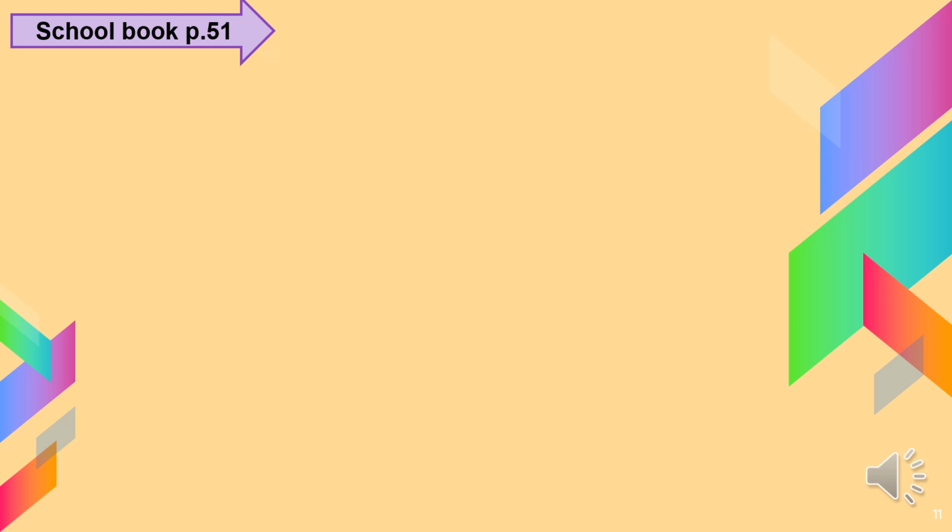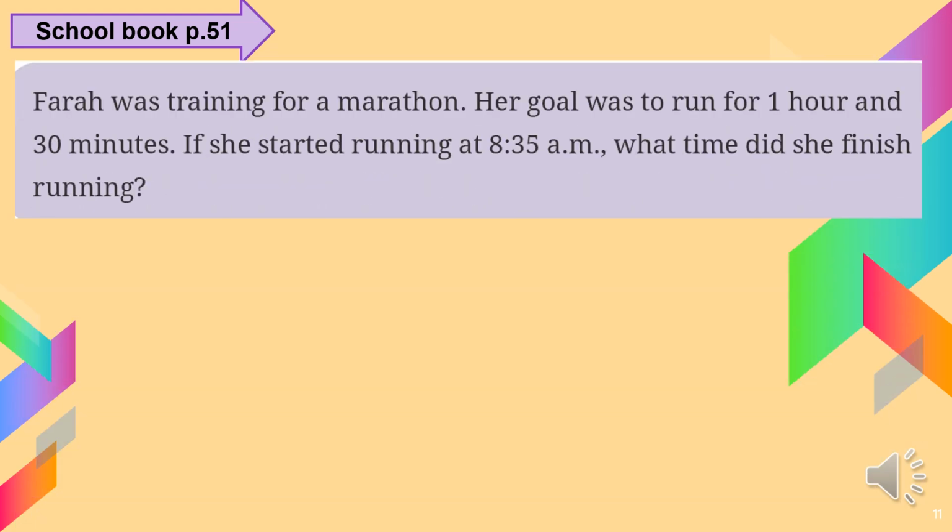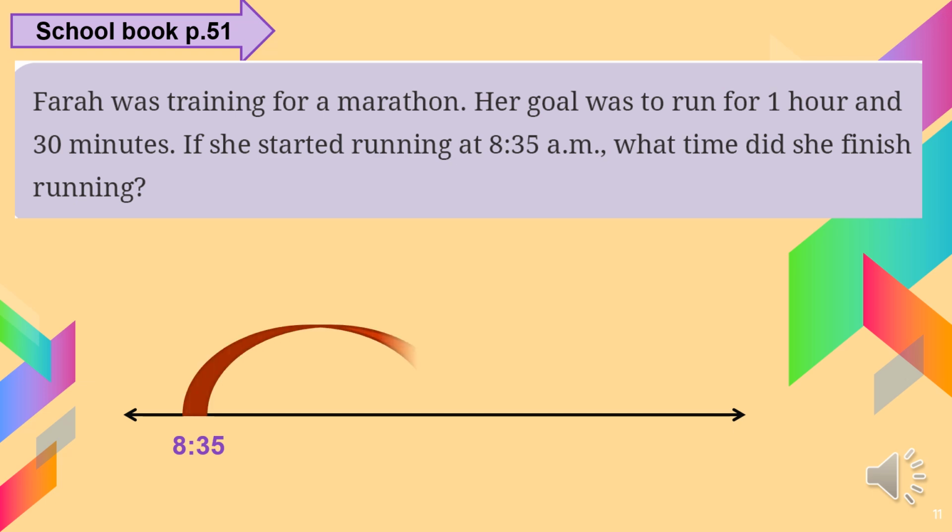School book, page 51. Farah was training for a marathon. Her goal was to run for 1 hour and 30 minutes. If she started running at 8:35 a.m., what time did she finish running? At first, let's draw a number line and put the starting time, which is 8:35. And she will run 1 hour. After 1 hour, the time will be 9:35, and adding another 30 minutes.